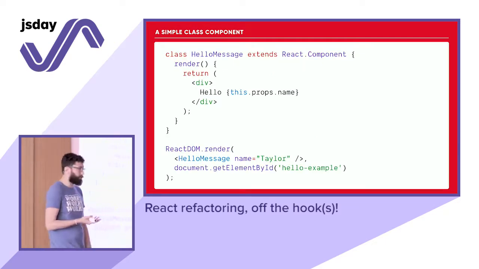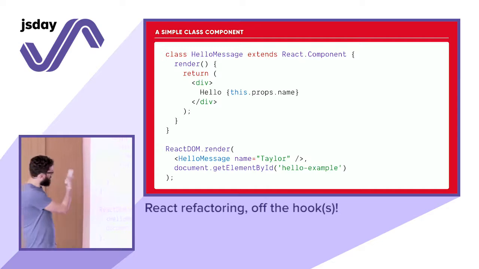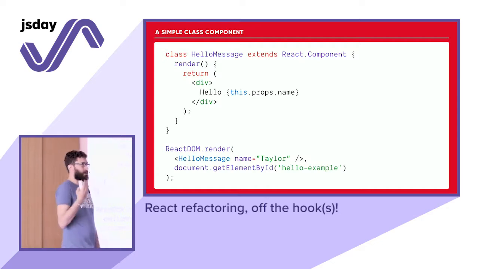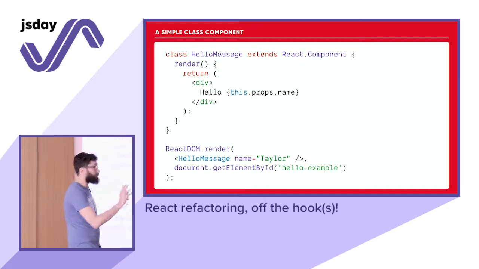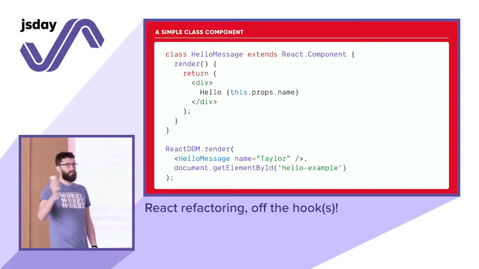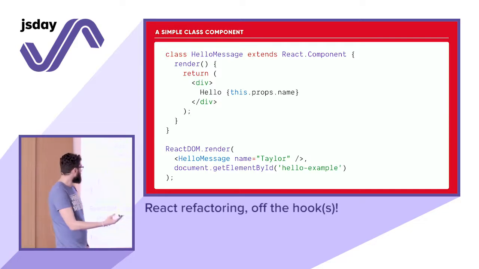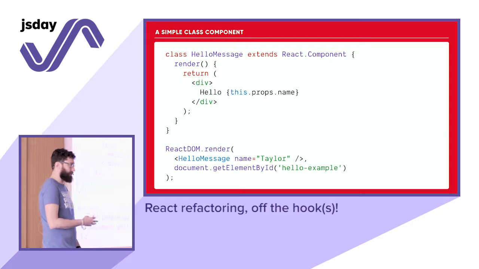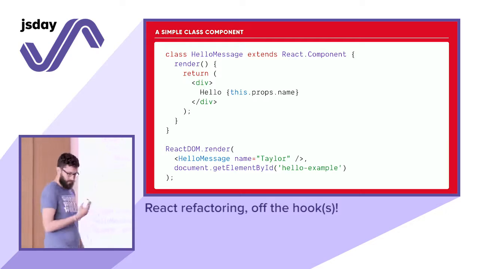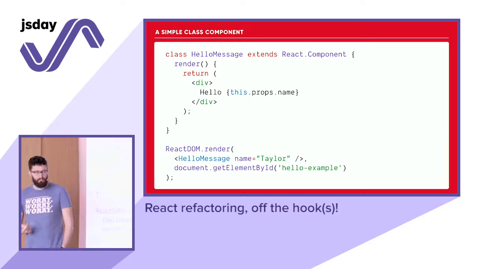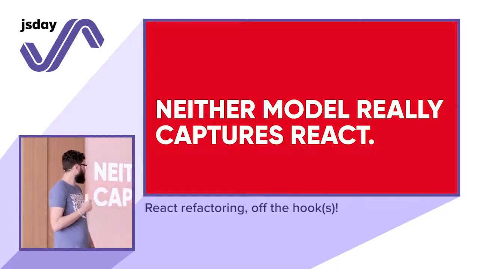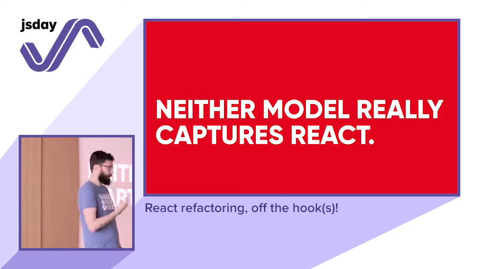The difference with the class component is that you can, well, I haven't shown them here, but you can add lifecycle methods, sorry, not hooks, wrong word, like componentDidMount or componentWillUnmount and things like that, as well as maintain an internal state and use it, as we said, to render. The thing is, neither of these models really captures what React is.